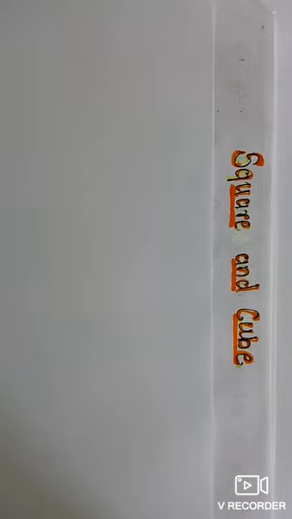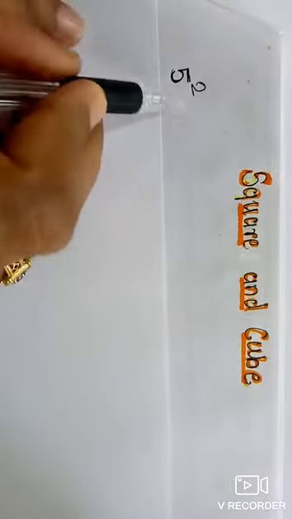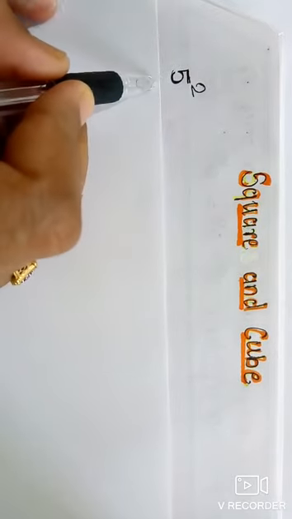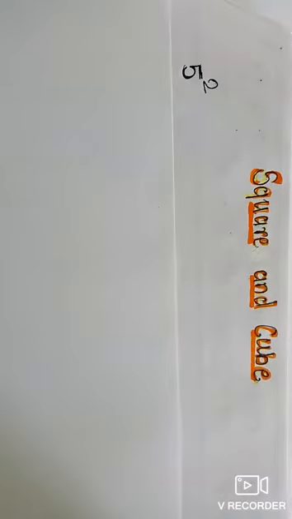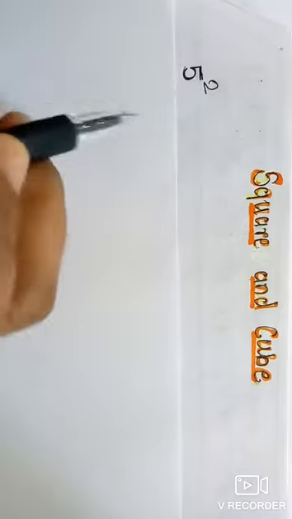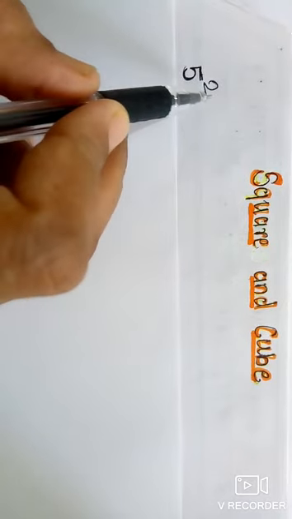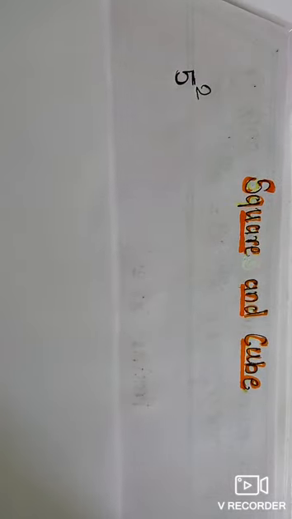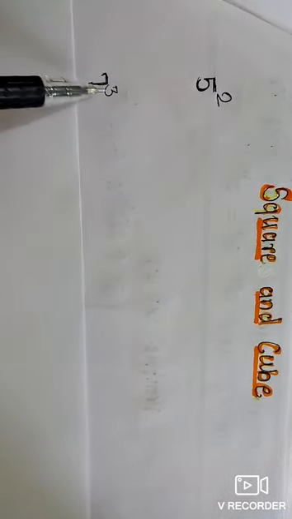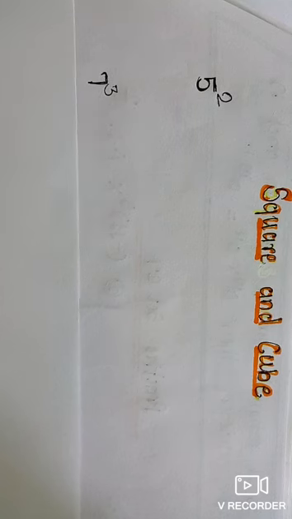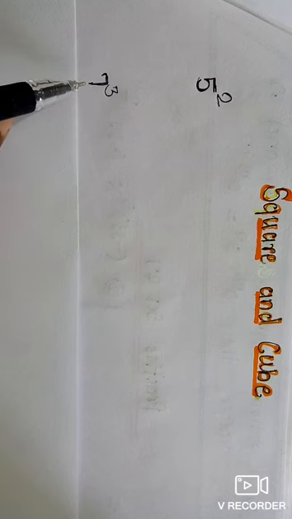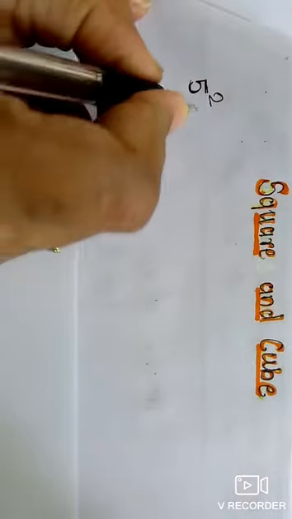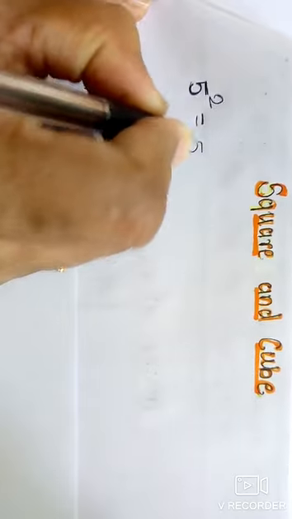Okay, so see squares and cubes. See this number in index form, it is 5 raised to 2. So 5 raised to 2 we can read as square of 5. Same way, if 7 raised to 3 is there, that is, if 3 is at the index place, we can read it as cube of 7. So we can write it as 5 into 5.